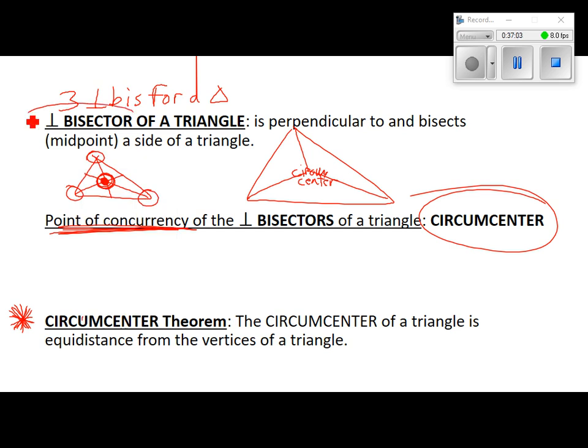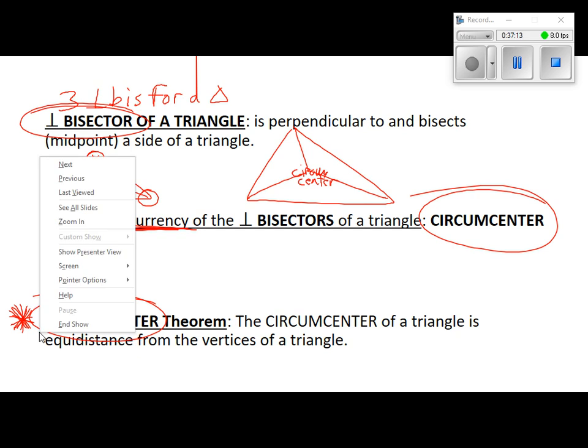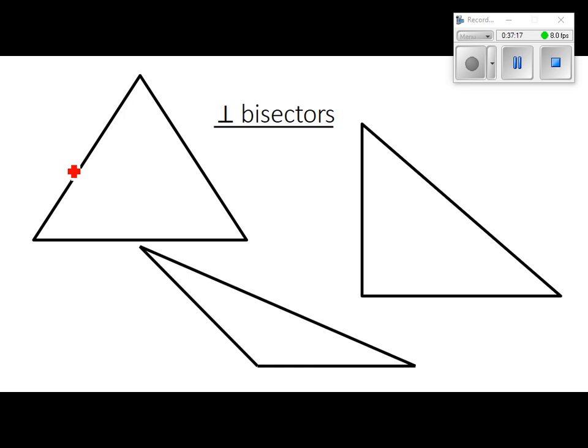So, things to remember here. Perpendicular bisector goes with circumcenter. You have to be able to put those 2 things together. The bad thing is that's not the only one. There are 3 others that you have to put together like that.